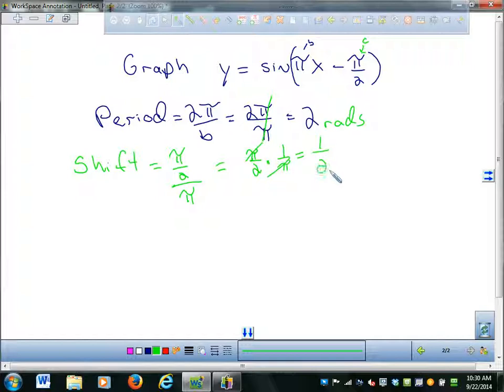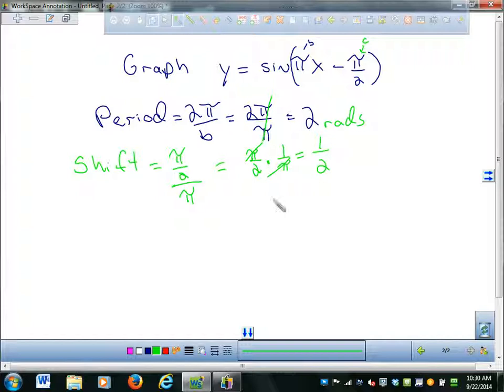1/2. So the shift is 1/2 of a unit to the right. So this is going to take the sine function and move it over 1/2 of a unit to the right. Now if you like that formula, I already forget that formula.